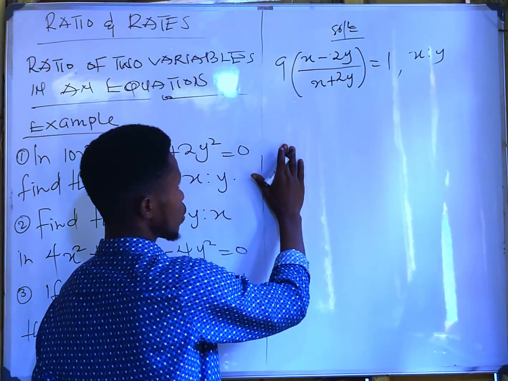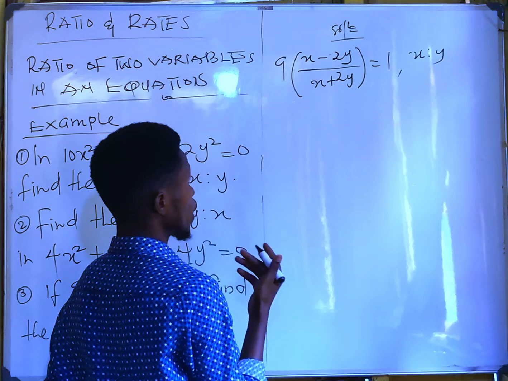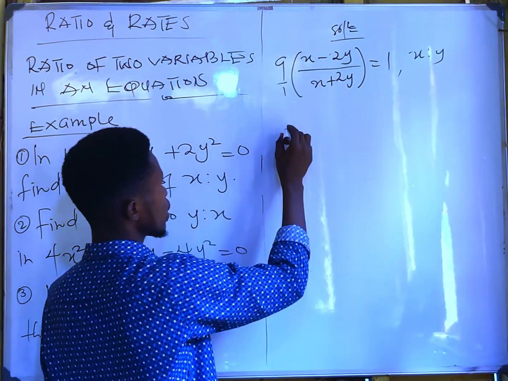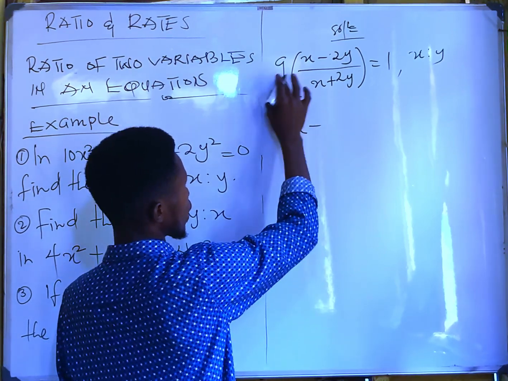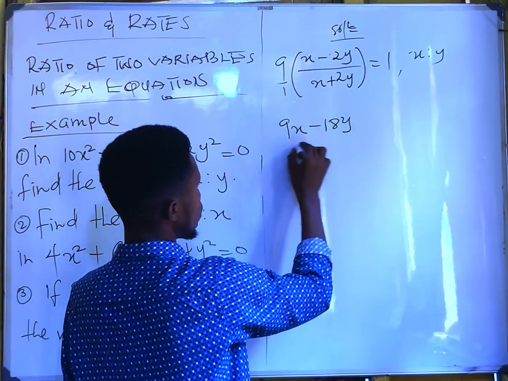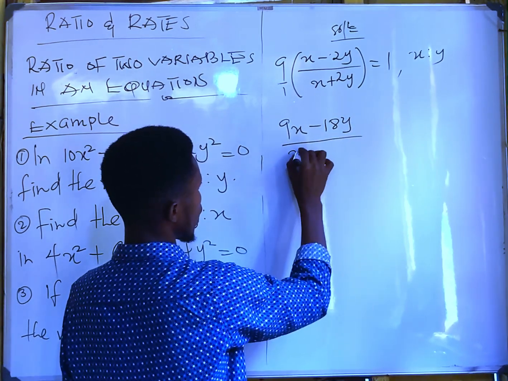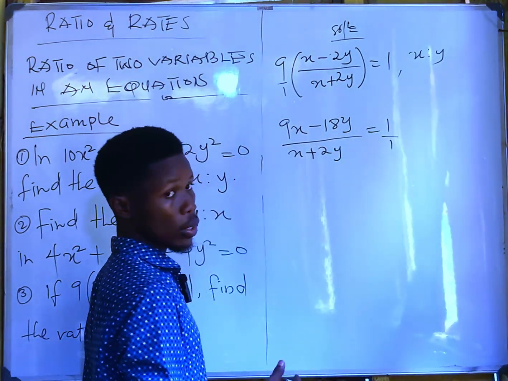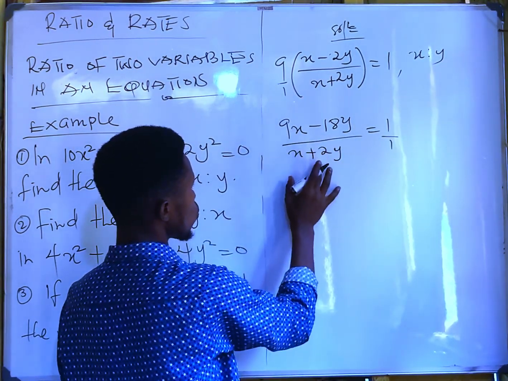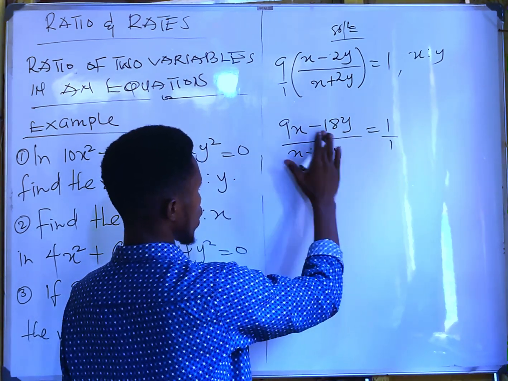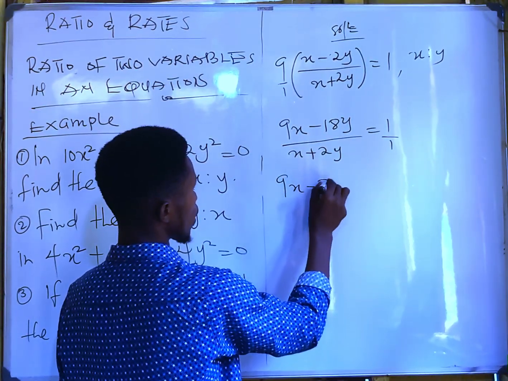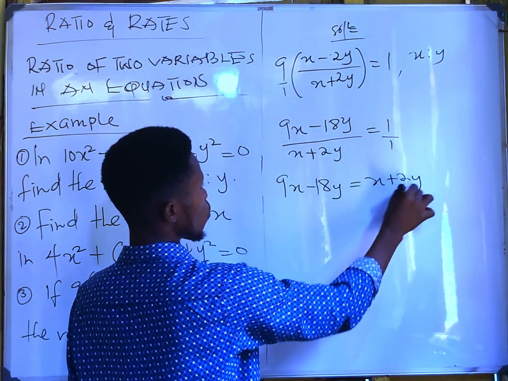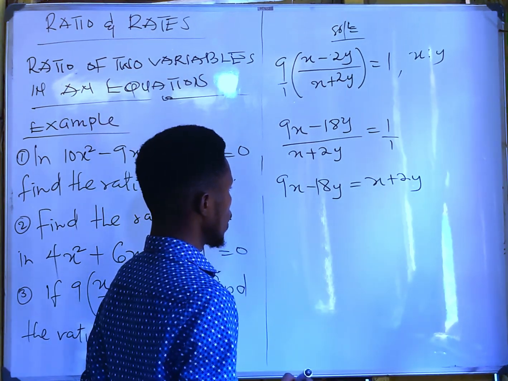So first thing, what we need to do is to multiply the 9 through. Remember, this 9 will only affect the numerator. So 9 times x gives us 9x. 9 times 2y gives us 18y. And this is divided by x plus 2y equals 1. You all know that here we can do simple cross multiplication. So 1 times this gives us 9x minus 18y equals x plus 2y. Is that okay? Good.